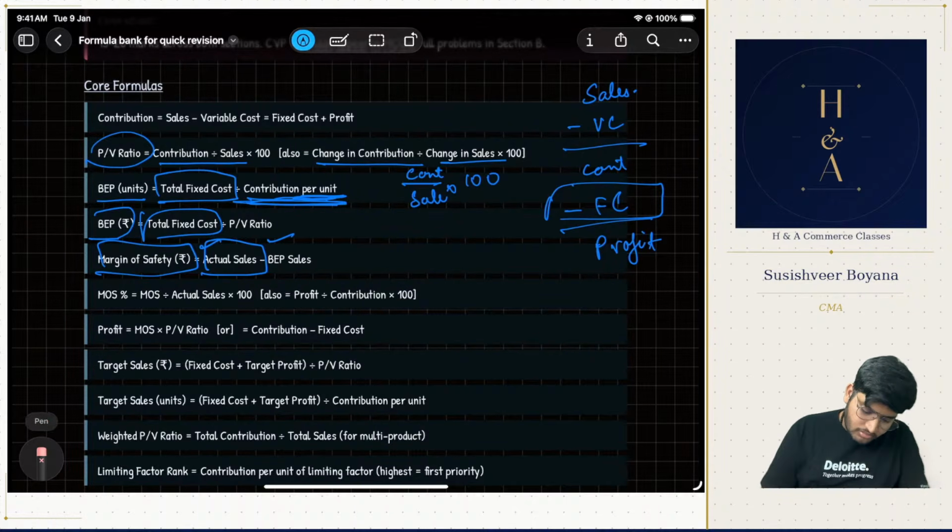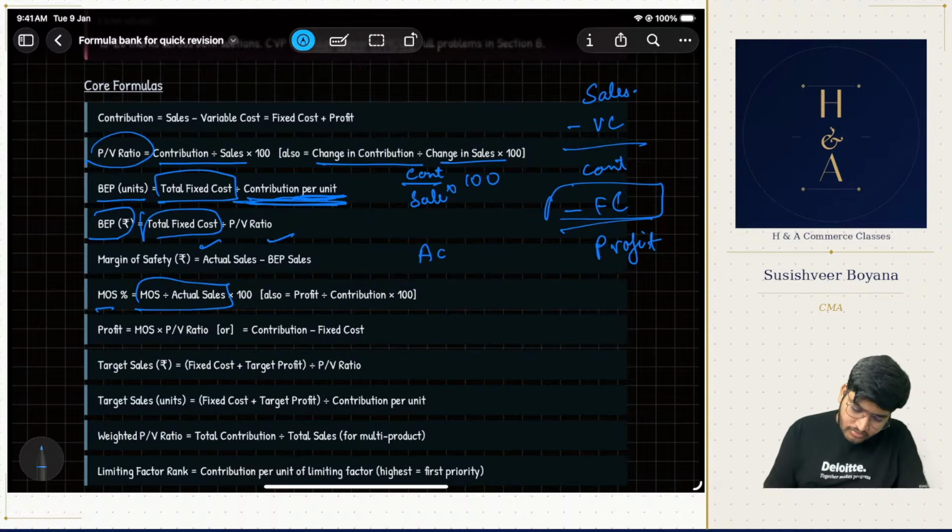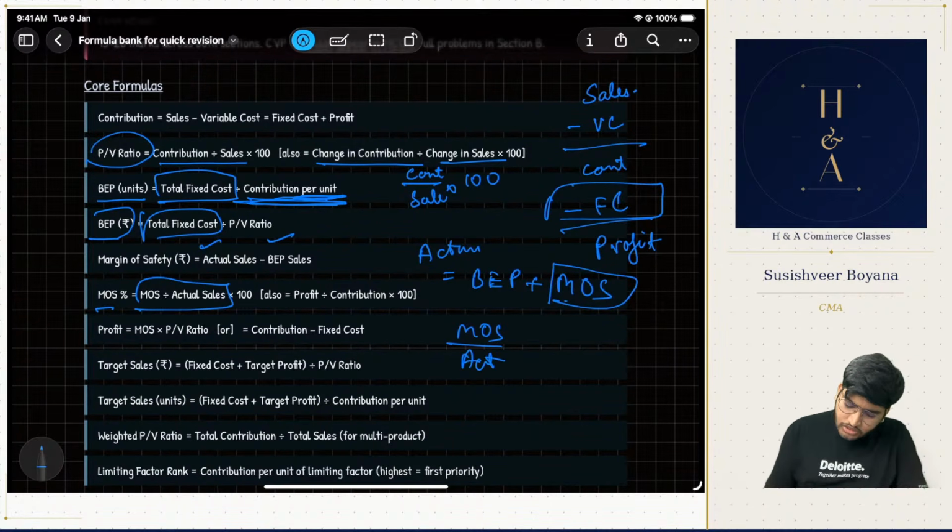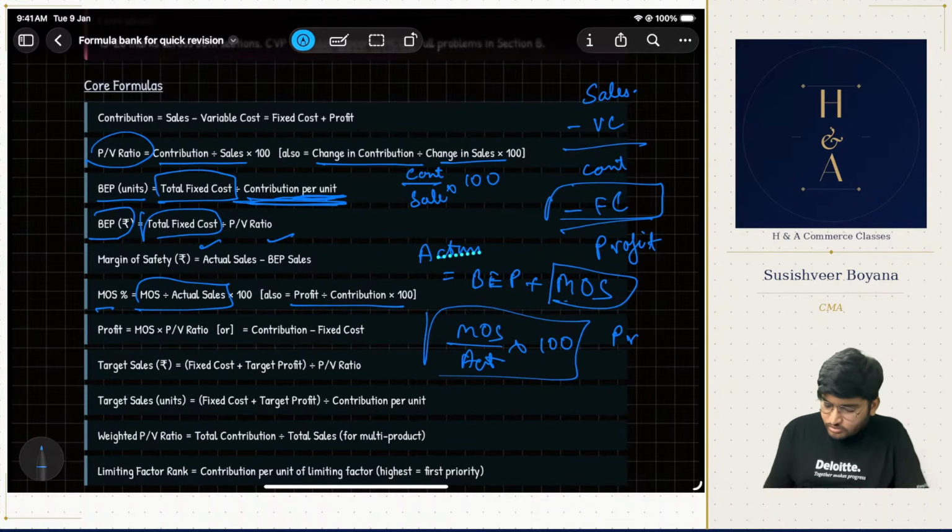Sir, how do I calculate percentage of MOS? I don't have to explain it to you, sir. Actual equals BEP plus MOS, yes or no? When you need percentage of MOS, it is MOS by actual into 100. Simple. Profit divided by contribution is another way to calculate it. Profit divided by contribution.